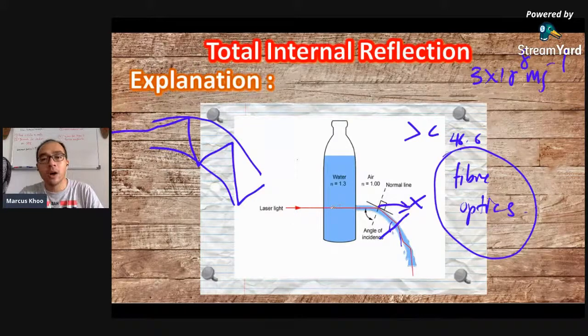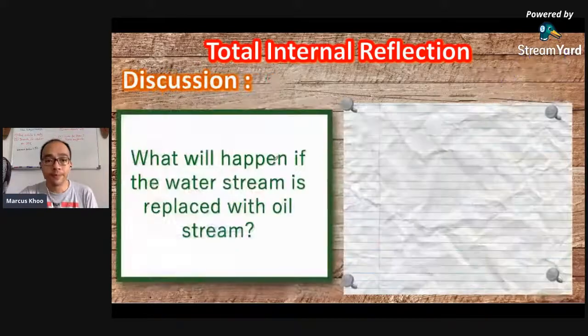When light travels into the stream, when it reaches the boundary, it wants to go out and be reflected, but cannot because it is coming in at a bigger than critical angle. So it will be totally internally reflected. Then it will continue to be totally internally reflected until it finally reaches the end.